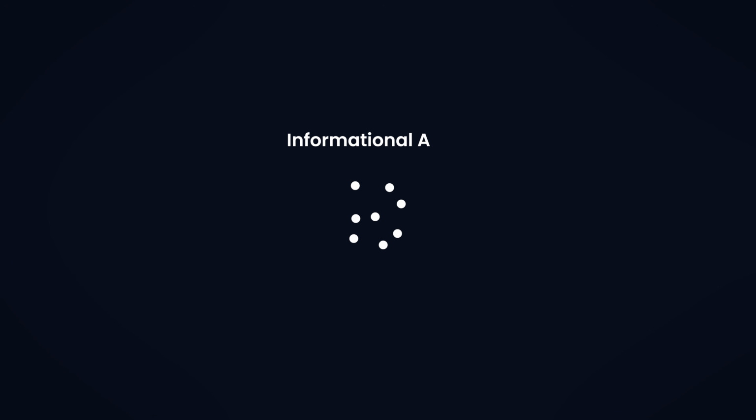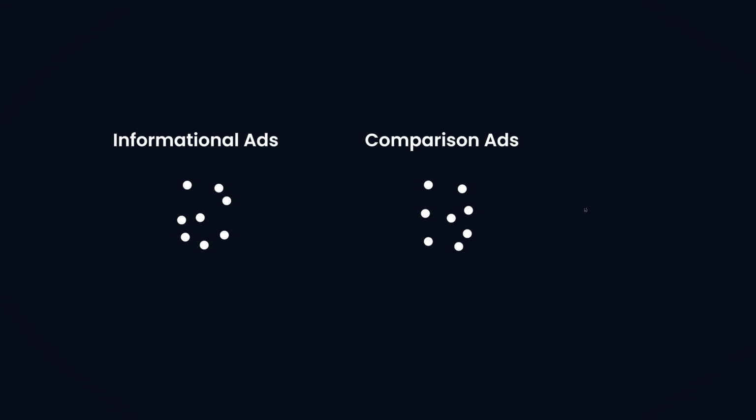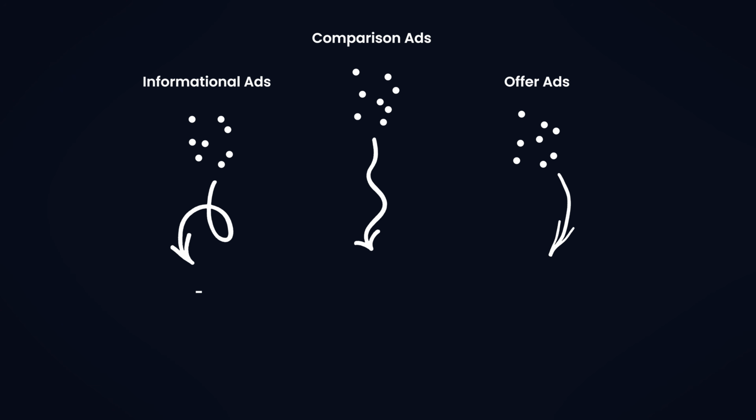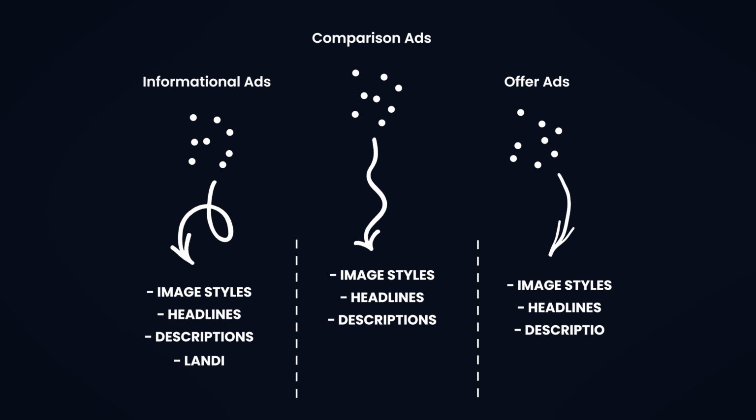Instead, you want to build in clusters. One cluster for informational ads, one cluster for comparison ads, and one cluster for offer focused ads. And ideally, each cluster should have its own image styles, headlines, descriptions, and landing page.